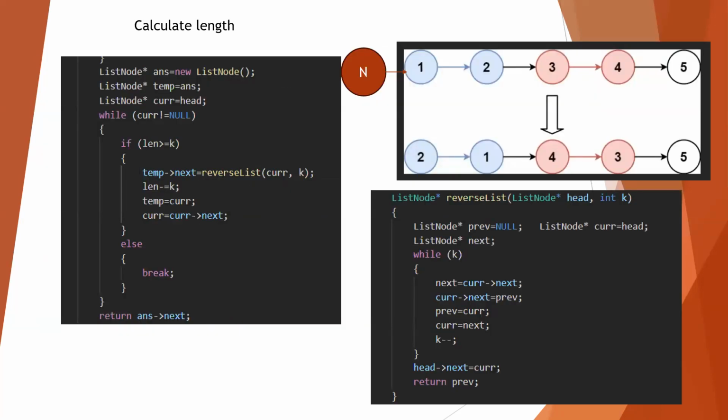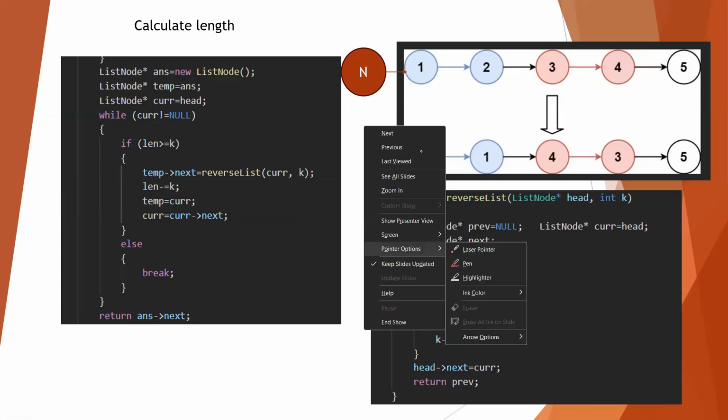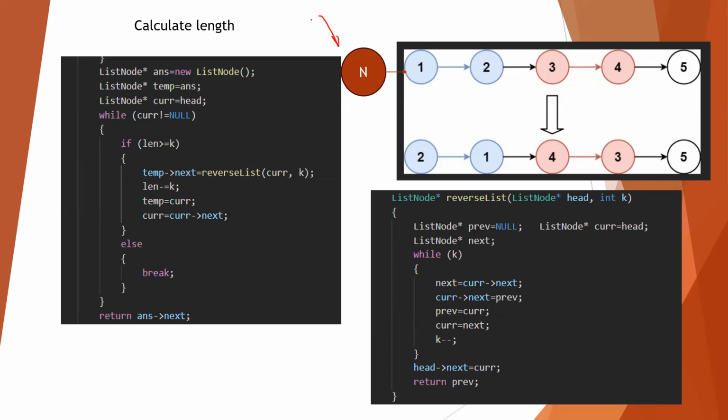So guys, let's go through the demonstration as well as the code. First we will calculate the length of the linked list, in order to find whether we can actually have a slot of K nodes or not. Now we are assigning an empty node, answer, and we will have a pointer temp first pointing to that null node. Then we will have a pointer current pointing to the head of the list.